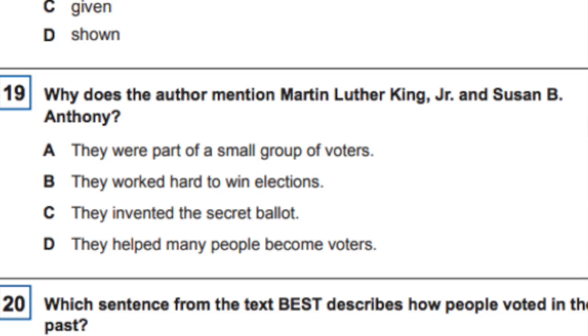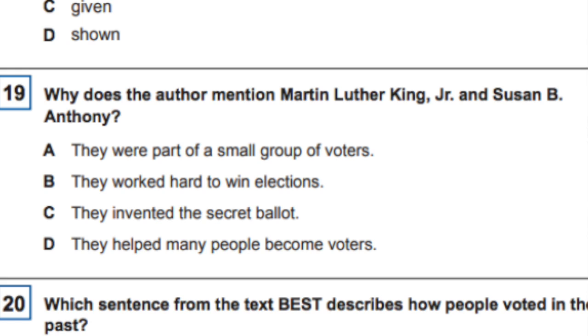All right, so I'm actually going to skip question 18 if I was taking this test, because remember, that one I can kind of do on its own. I'm going to do question 19 while the article is still fresh in my mind. So question 19 says, why does the author mention Martin Luther King Jr. and Susan B. Anthony? And then here are the options.